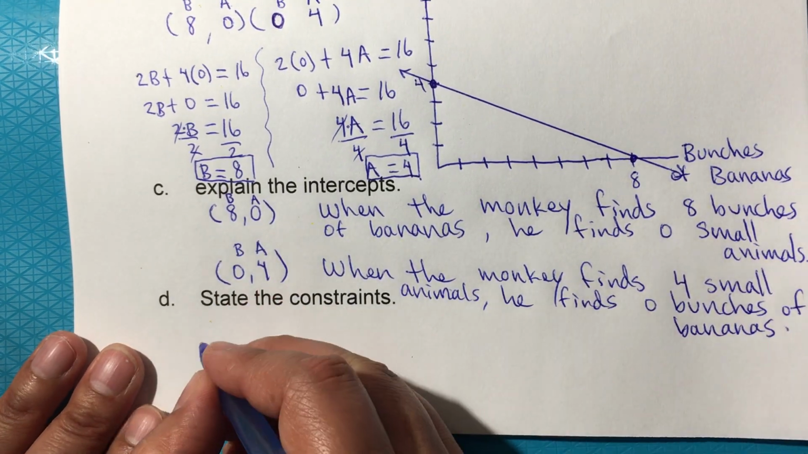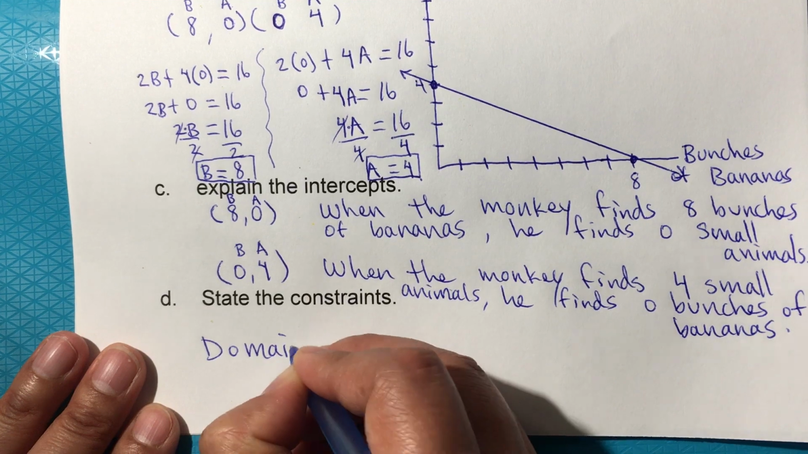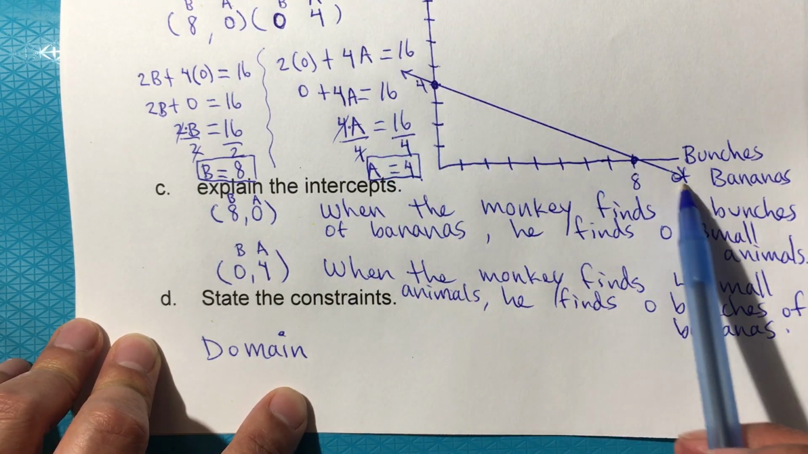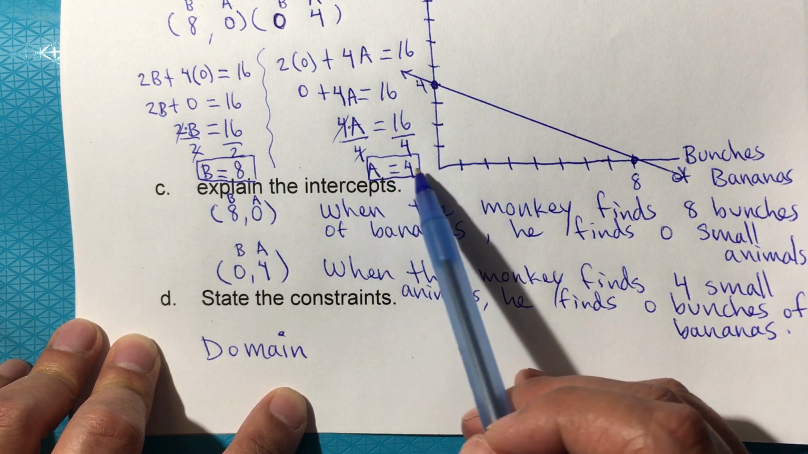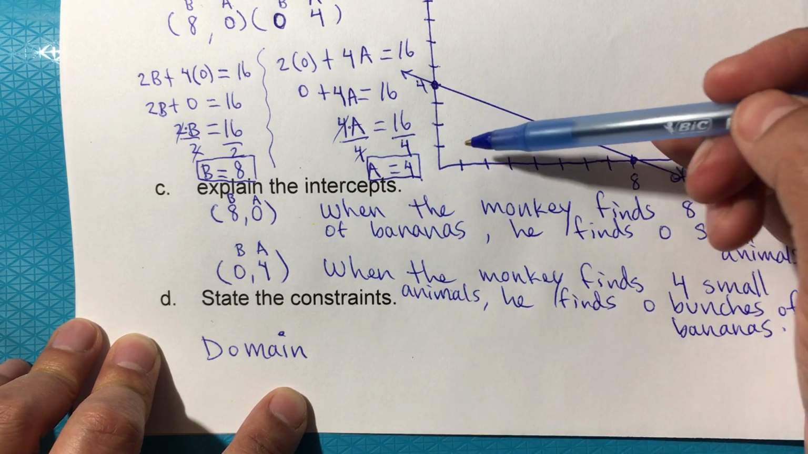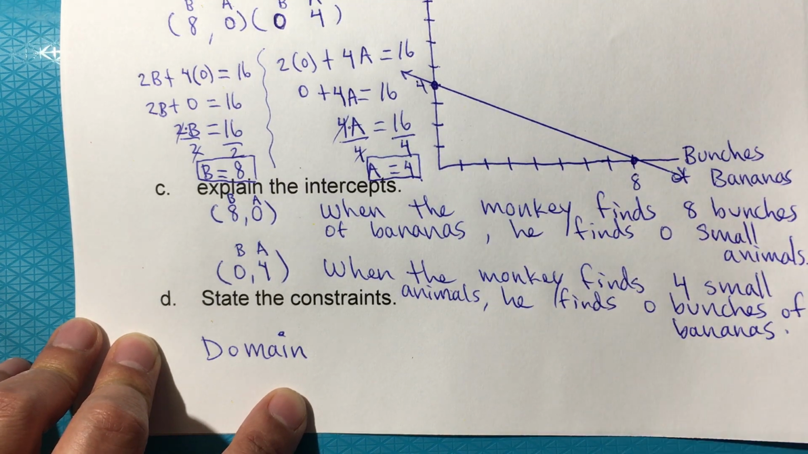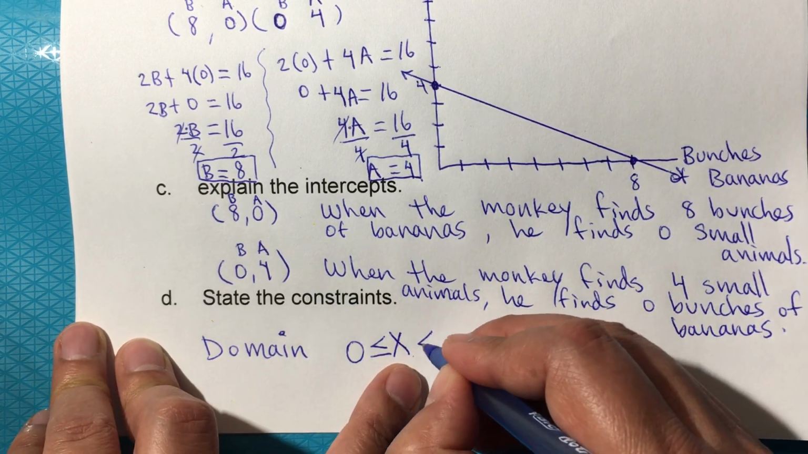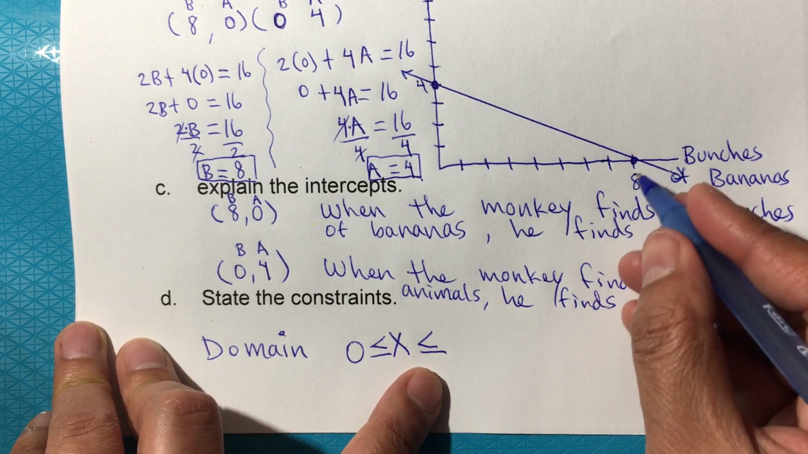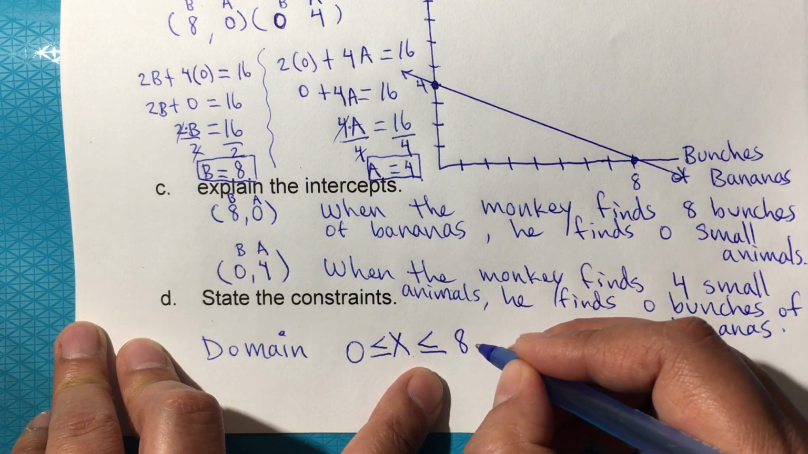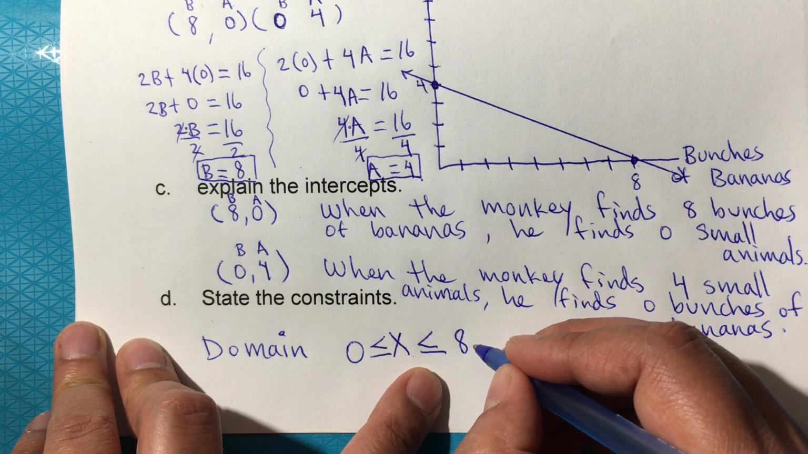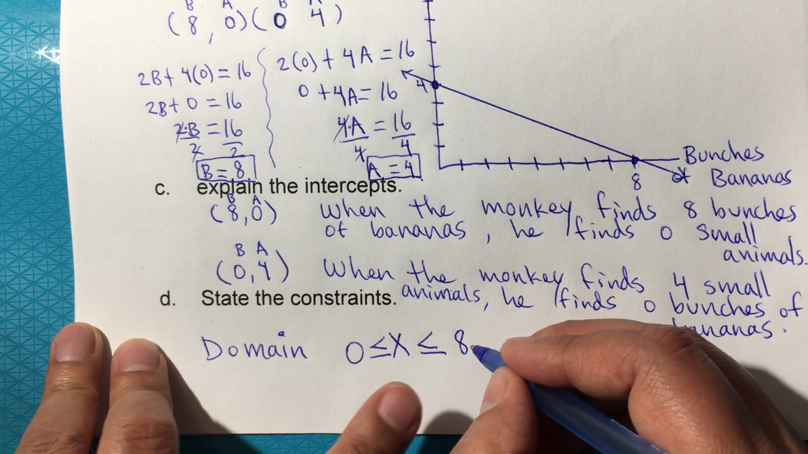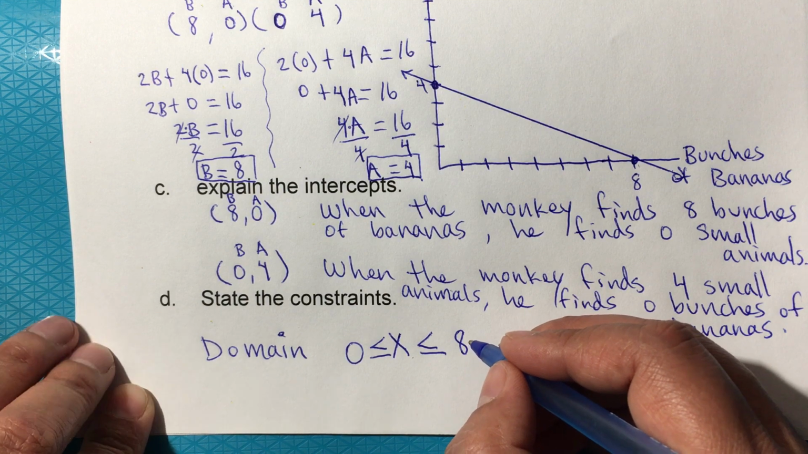And for the constraints, again, the domain refers to the possible values of x. I know I extended the line in here, but it doesn't make sense to say that there are negative bunches of bananas or negative small animals. So x will always be greater than or equal to 0, but x is also less than or equal to 8. If he only has 16 hours and it takes 2 hours to get a bunch, then he can only do 8 bunches of bananas. So it has to be less than that.